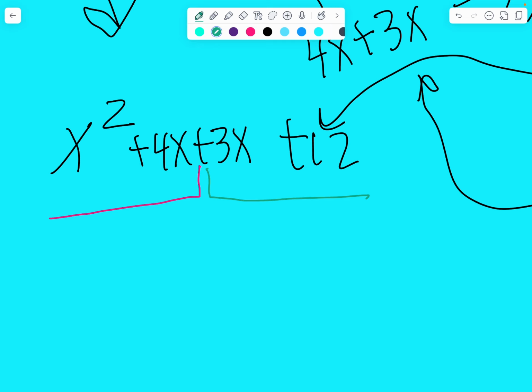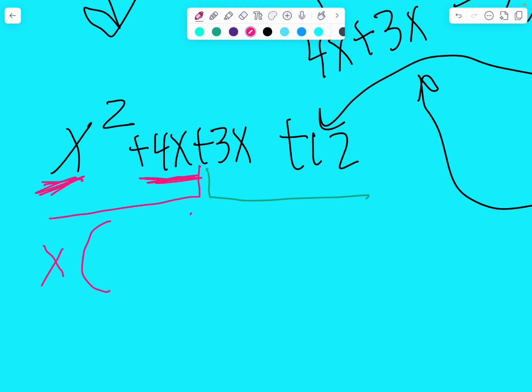Okay? And you're going to say, let's start with the pink. You're going to say to yourself, what does x squared and 4x, what's the greatest number or integer I could pop out of it? Well, I know x squared and 4x both have x in it. I think we all agree on that. So x is going to be on the outside. Just bear with me here.